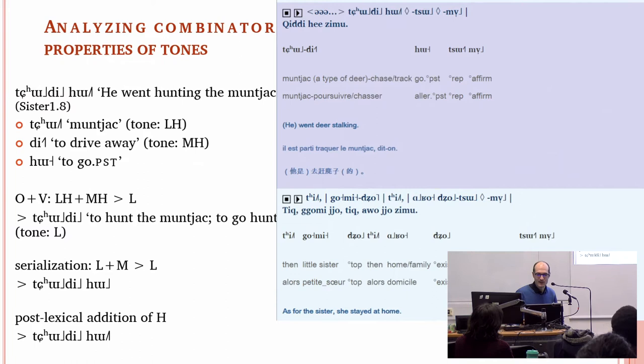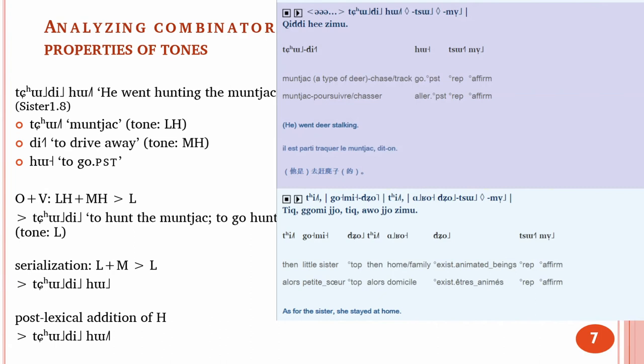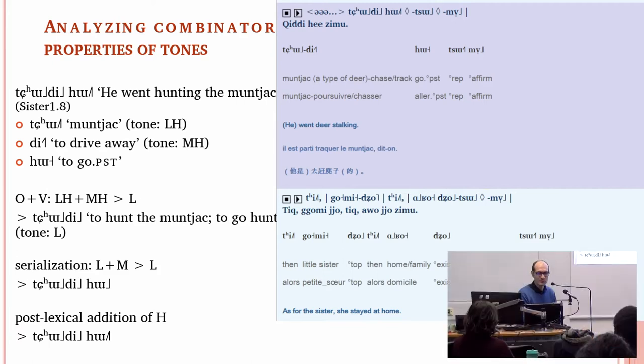And now, when we get to analyzing the combinatorial properties of tones, we can look, for instance, at he went hunting the montiak. So we know the tone of the noun, the animal, the kind of animal. The verb, to drive away, to chase, and how they combine into a tone. So this is the first step where the object and verb have a certain rule that tells you what the tones are going to be like when you combine the two.